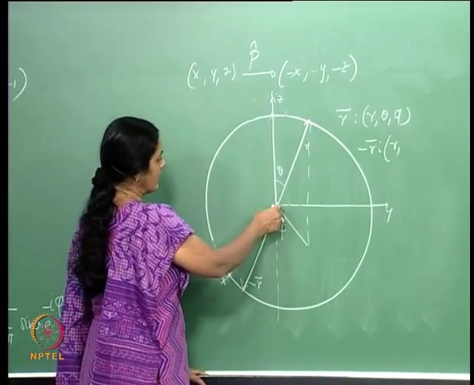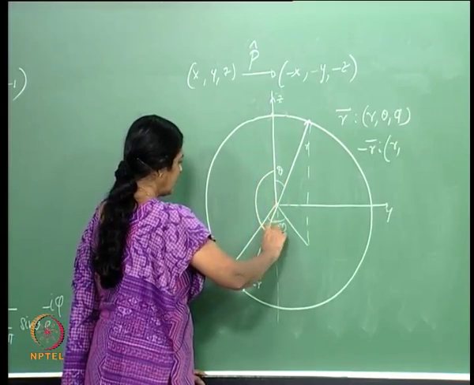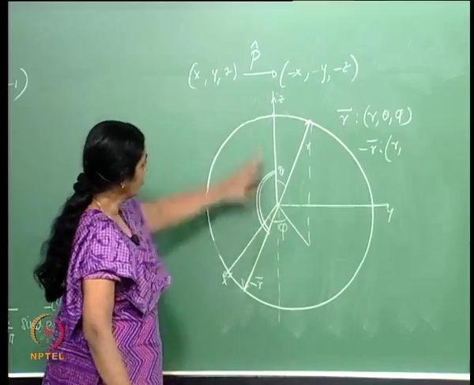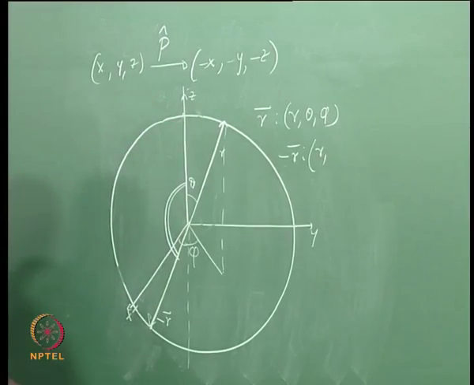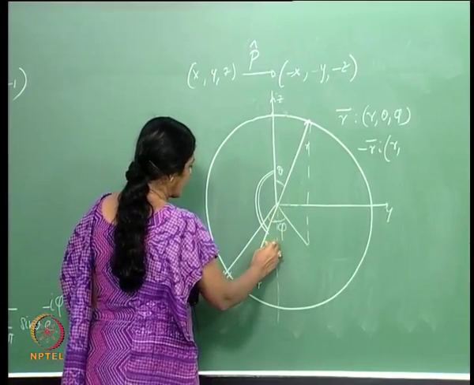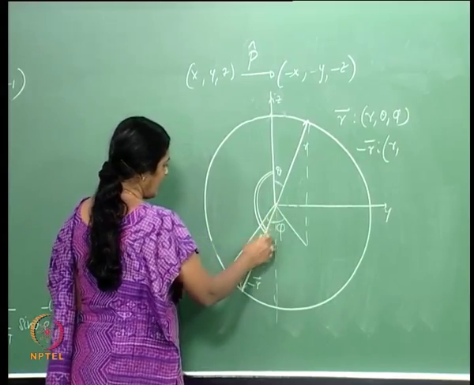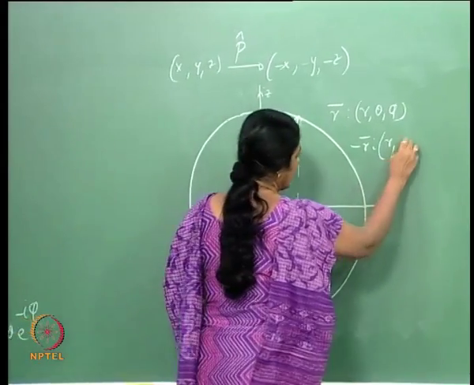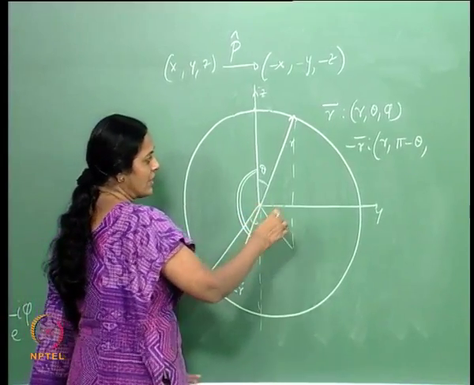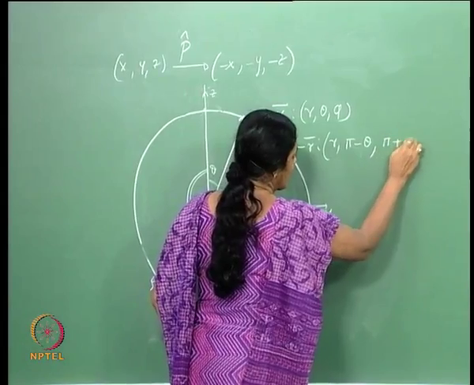And what about theta itself? Theta is this angle, the angle which it makes with the z axis, and since vertically opposite angles are equal, this is theta, and what you have here is pi minus theta. And similarly, you can find out what has happened to phi. Phi goes to pi plus phi.